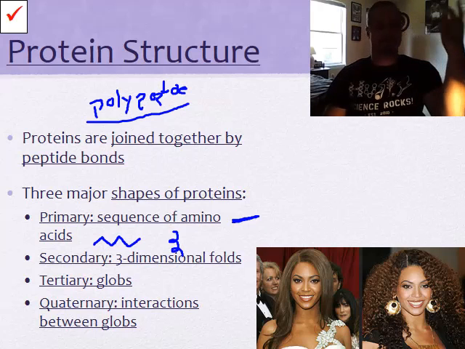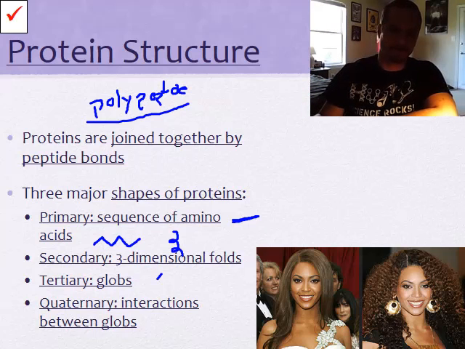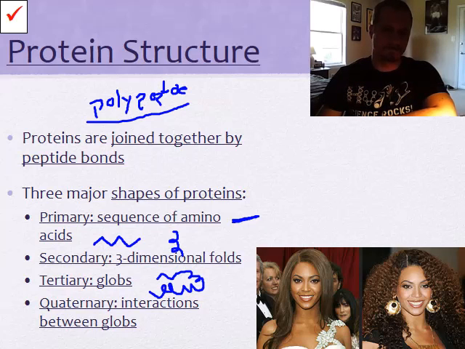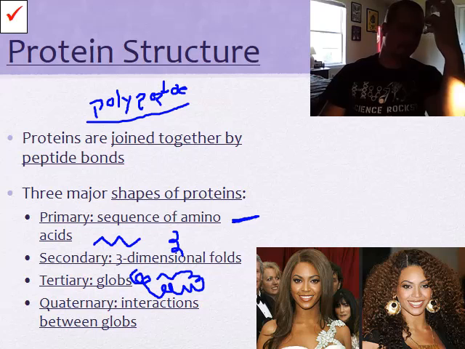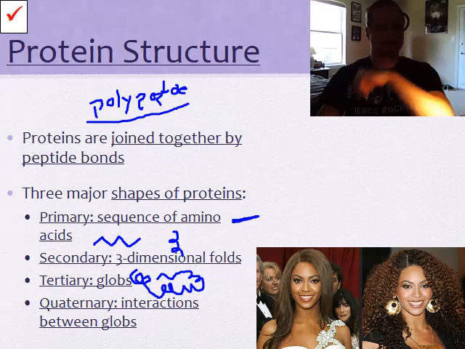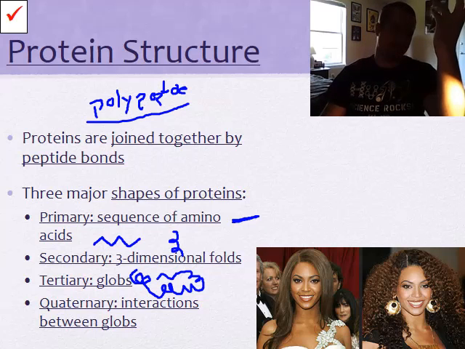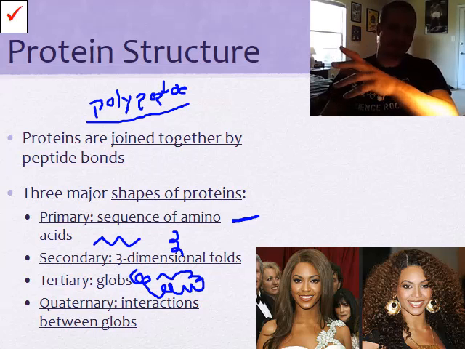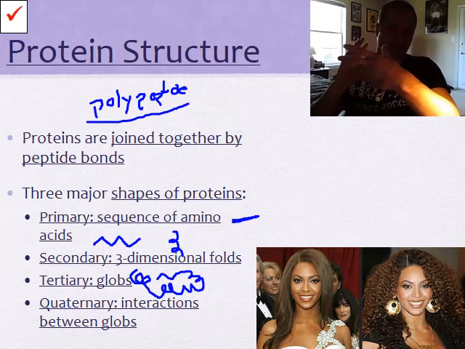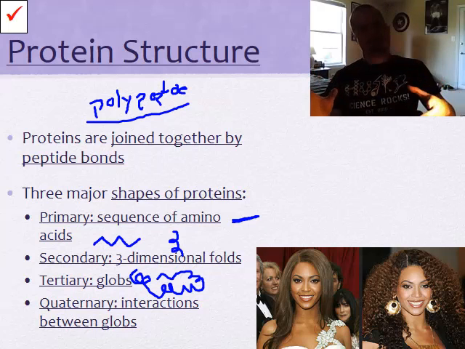For tertiary, we have globs. So what that is, is all of the secondary shapes interacting with each other. So we could have a sheet going into a helix, going into another sheet, to another helix, into another helix. It's all of these mixing together with each other. Quaternary, on the other hand, is all of the interactions between the globs. So we're talking about this one interacting with another one, on top of another one, it can get incredibly complex. So those are our major shapes. Primary, just the sequence. Secondary, three-dimensional folds. Tertiary, we're talking about globs, or the folds interacting with each other. And finally, we have the quaternary, which are the interactions between the globs.